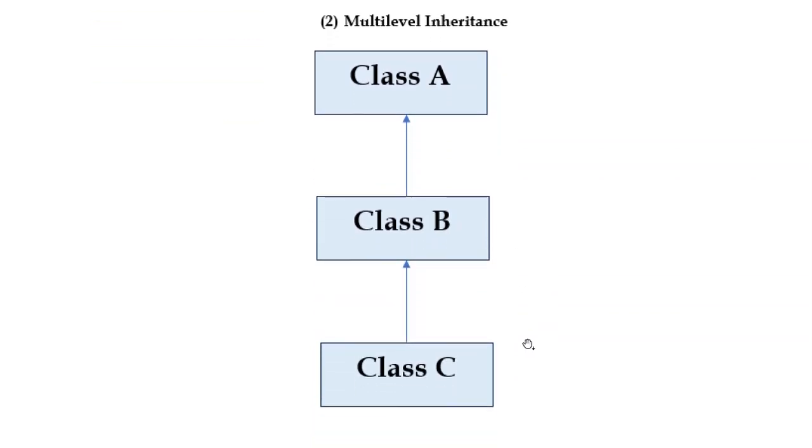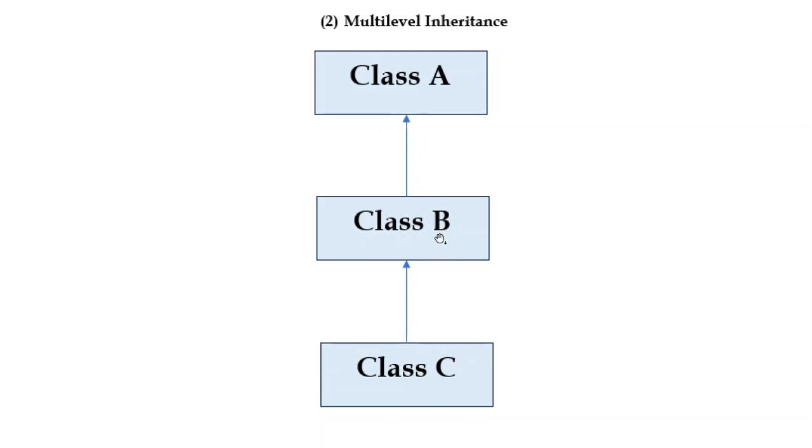If I'm adding one more class here, you can notice that class B is already a child class or subclass of class A, the superclass. Now this class B child class is going to act as a parent or superclass of class C. Got it? So already class B is a child class of class A, and now class B is going to act as a parent class or superclass of class C.